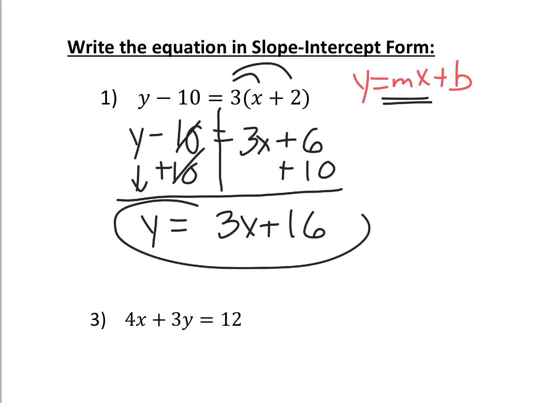Hey, I think we're done because all we wanted was to change it into slope-intercept form, where my slope, my m, is 3, and my b, or my y-intercept, is 16. Nice. Let's see what happens on the second one.